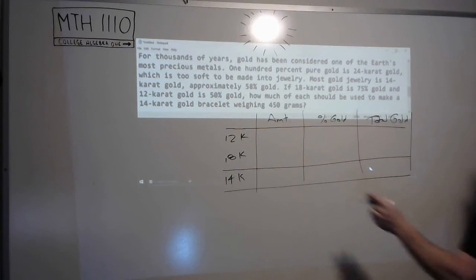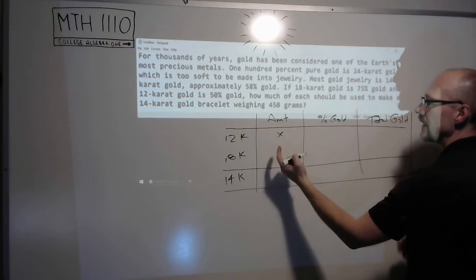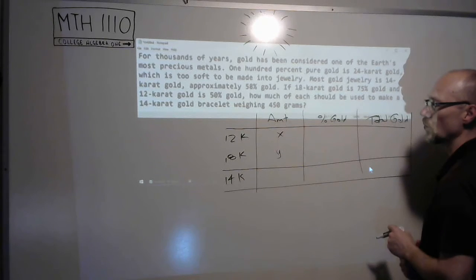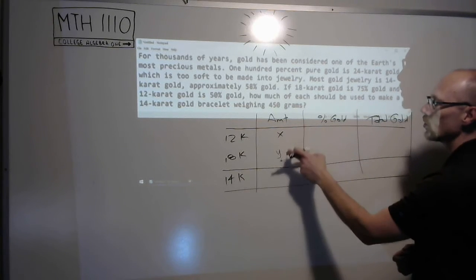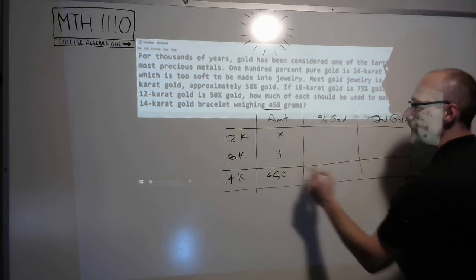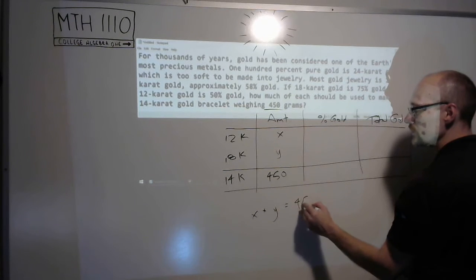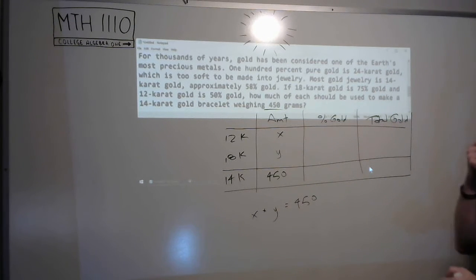The amount of the 12 karat gold is X. The amount of 18 karat gold is Y. The total amount of 14 karat gold is 450. So there's your first equation, x plus y equals 450. That's kind of the obvious one, right?